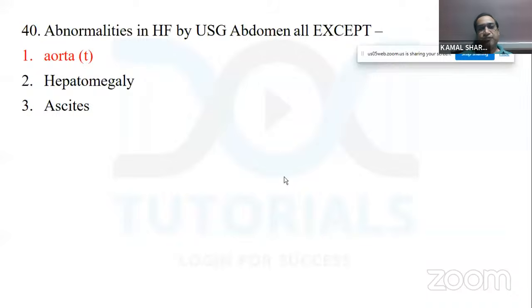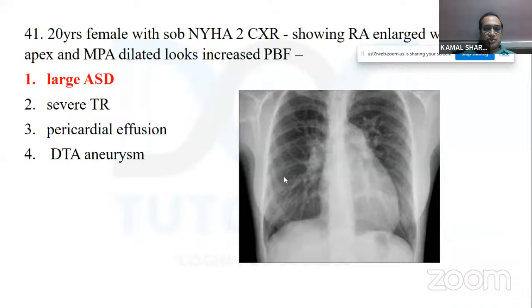Abnormalities in heart failure, you would get ascites, you would get hepatomegaly, you would get IVC distended, but you would not get aortic abnormalities, and hence this was a straightforward simple question.